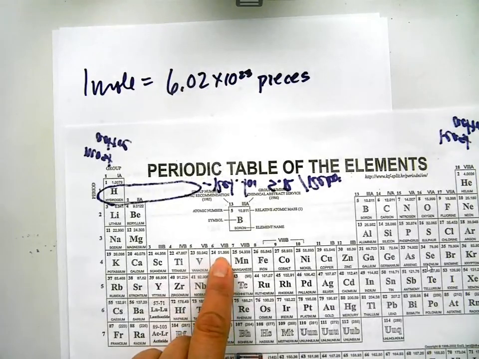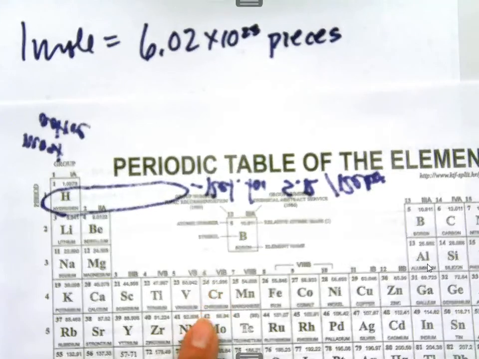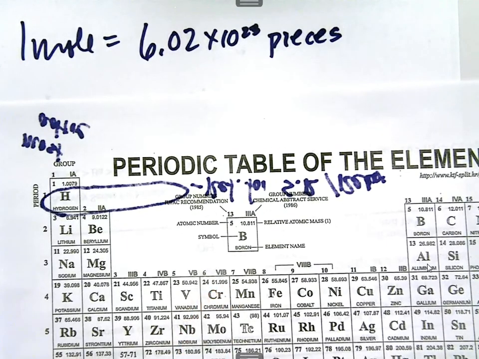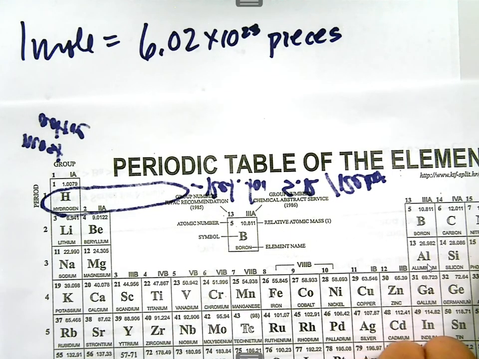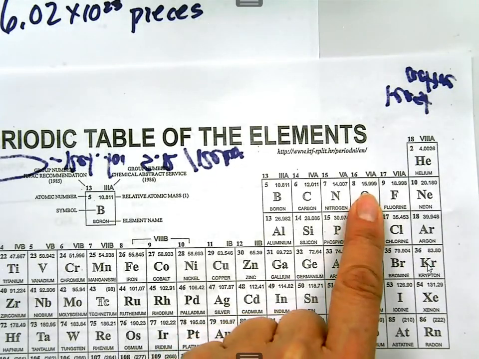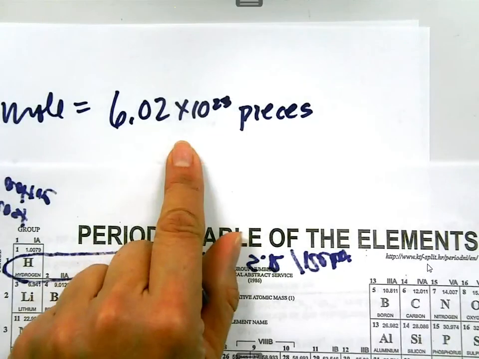So chromium's, the molar mass of chromium. There's chromium, molar mass is 51.996. That means if I have 1 mole, I have 6.02 times 10 to the 23rd chromium atoms, they will weigh exactly 51.996 grams. If I have exactly 1 mole of oxygen atoms, they're going to weigh 15.999 grams. So I can't count out that many pieces, can I?